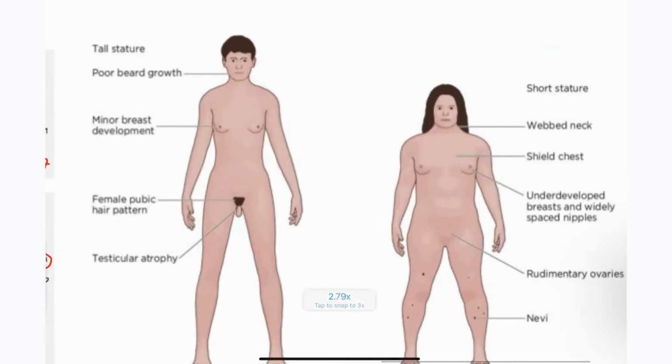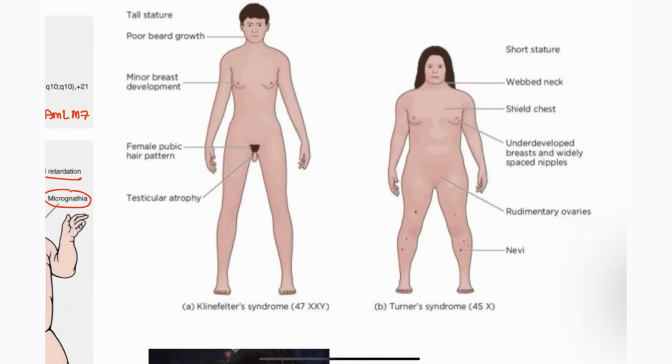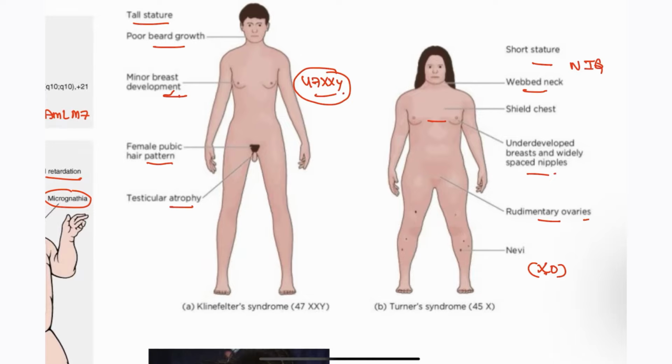Here, chromosomal defects. For example, Klinefelter syndrome, 47 XXY, there is an extra X. Turner syndrome, there is only one X. The patient with Klinefelter has tall stature, poor beard, altered pubic hair pattern, testicular atrophy, and breast development. Next, Turner syndrome: webbed neck, short stature, and normal IQ. Underdeveloped breasts, a very wide space between the nipples, rudimentary or streak ovaries, and there will be nevus formation.